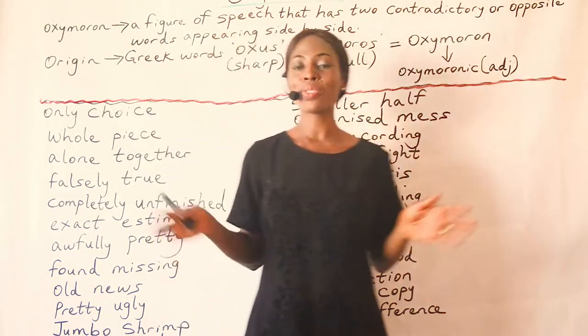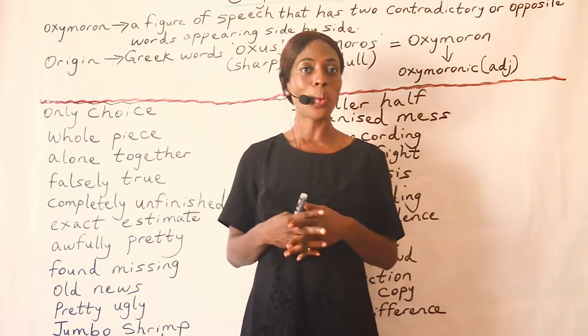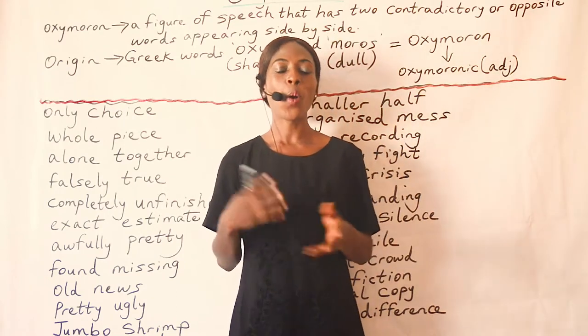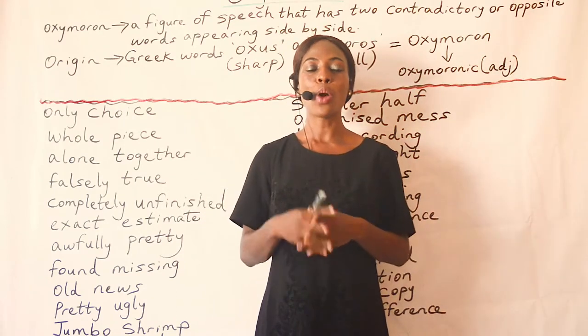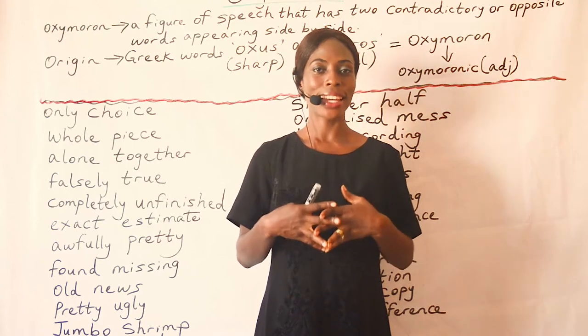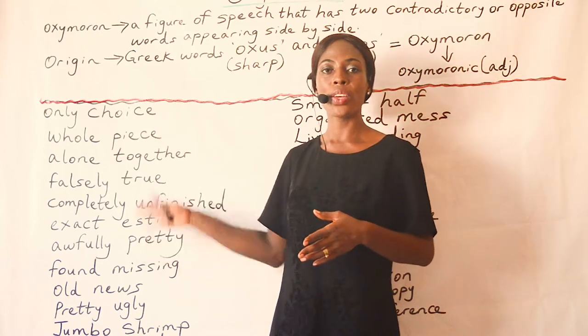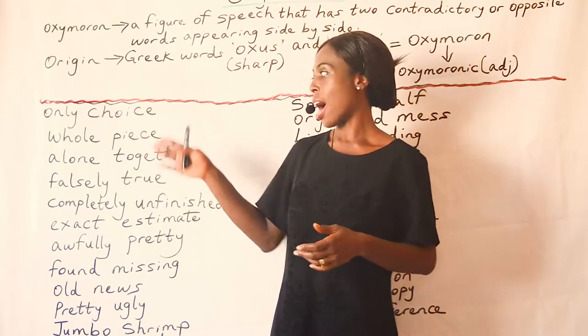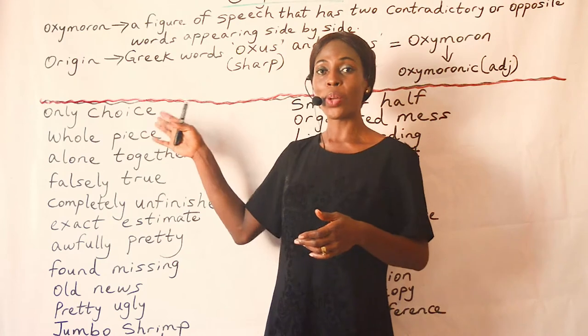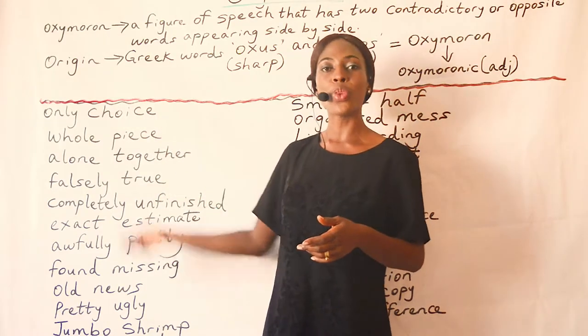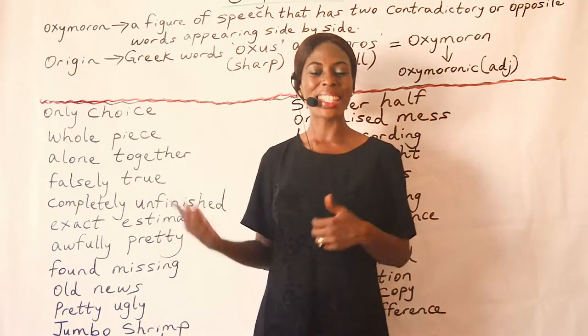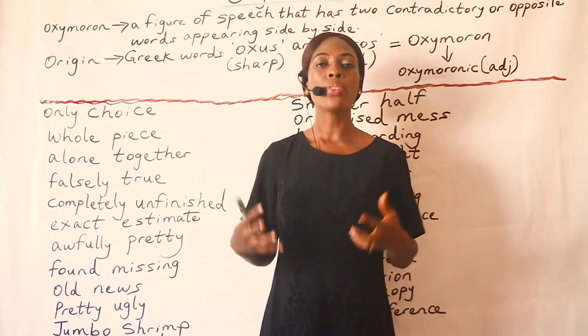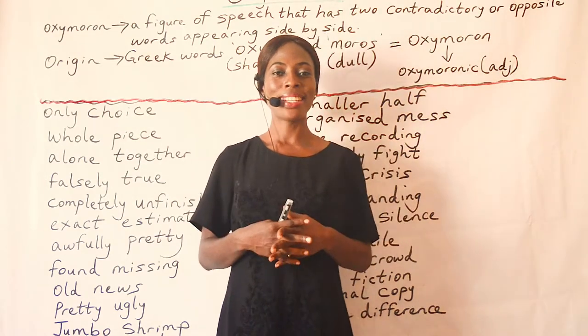Okay, so we have 24 oxymoronic words on the board contradicting themselves. So what we'll do in this class is we'll review the 24 oxymorons on the board. I'll look at them one after the other. But first of all, we'll read them, we'll go through them, then I will explain how they contradict themselves.